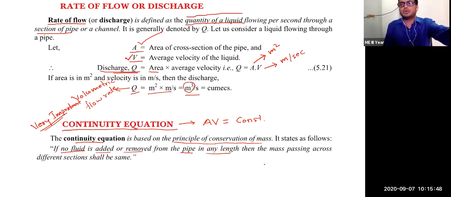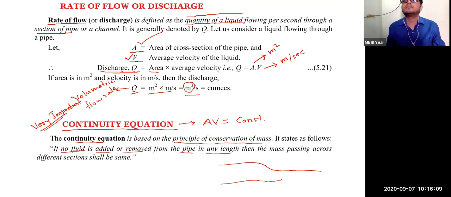I'll try to show you with some figure. Let me draw one diagram here. Suppose I'm drawing one pipeline. Intentionally, I have changed the cross-sectional dimension. Suppose here you have the bigger diameter, and at this location you have smaller diameter.